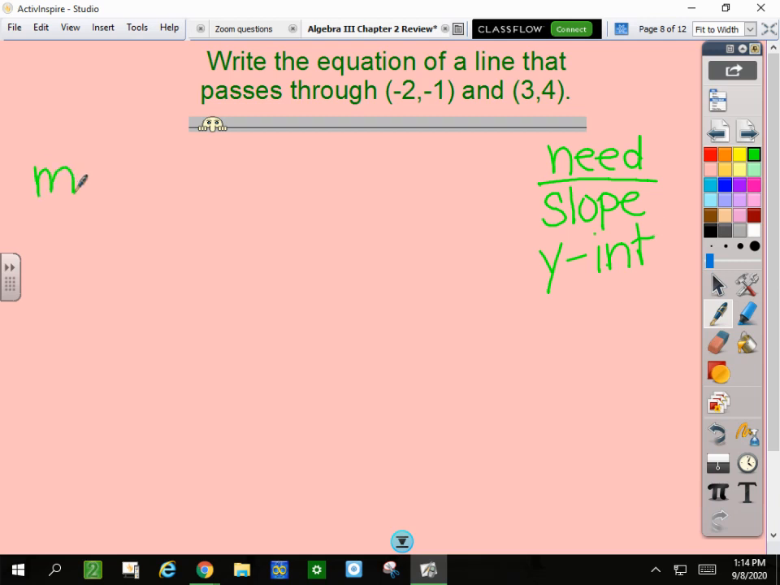So the slope is change in y over change in x. I'm going to do 4 minus -1. Since I started with 4, I have to start with 3. So 3 minus -2, I get 5/5, which is 1. So the slope is 1.